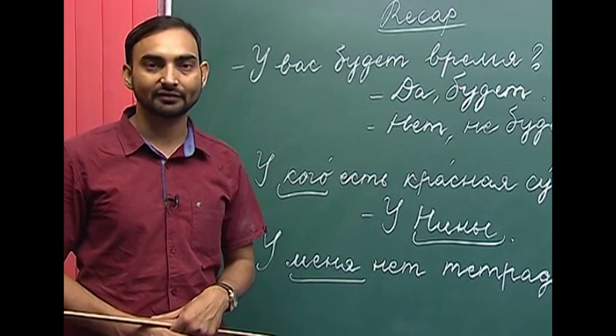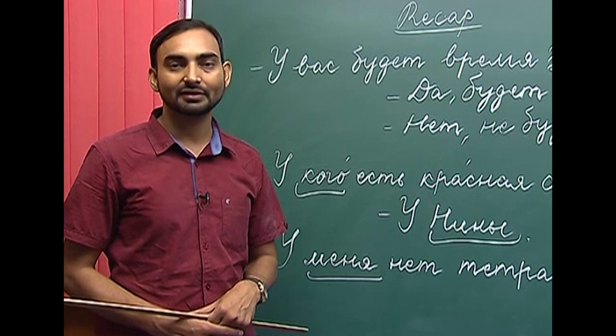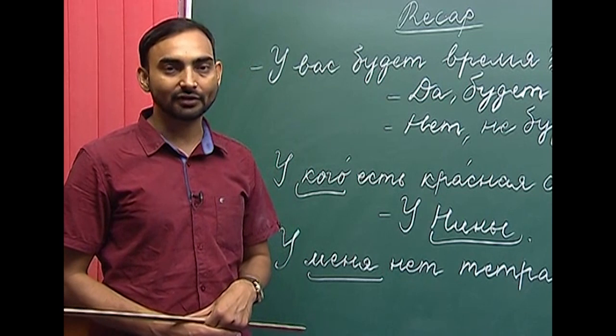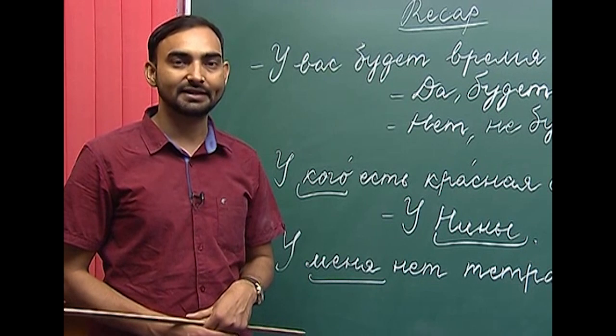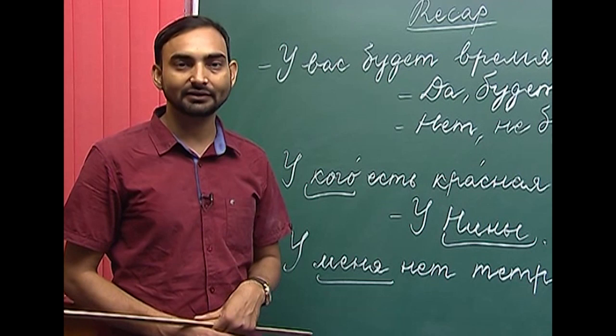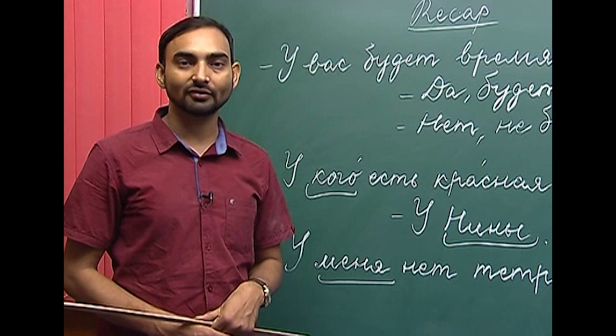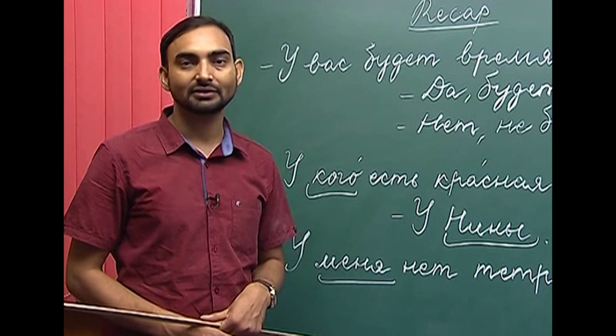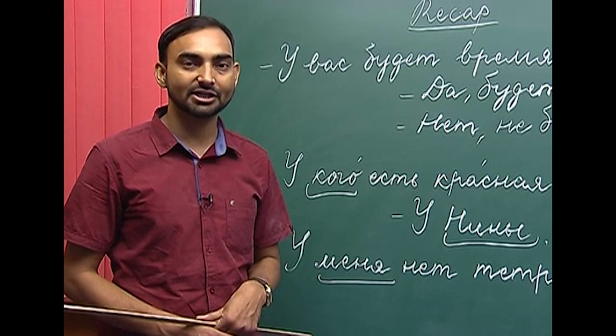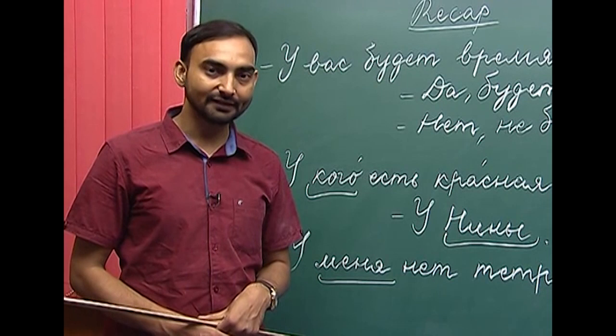So if a masculine noun ends with a hard consonant, then we add A at the end to get its genitive case form. If the masculine noun ends with a soft consonant, then we replace the soft sign with YA. If a feminine noun ends with A, then we replace A with either E or I, depending on what is the last consonant at the end of the stem. So if the stem ends with one of those seven consonants, then we use E, and other than these seven consonants, we use I.